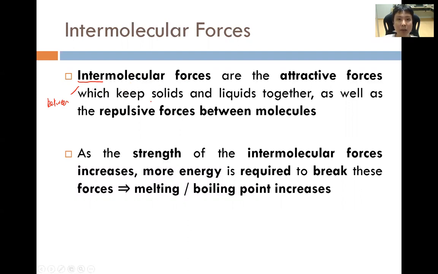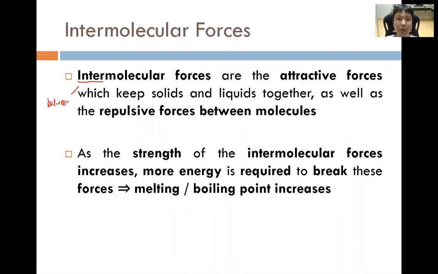And why are we interested in studying intermolecular forces of attraction usually? It is because as the strength of the intermolecular forces increases, more energy will be required to break these forces and to separate the molecules, so that we can turn the molecule from a solid state into a liquid state, and also to turn the compound from a liquid state to a gaseous state. And if the strength of the intermolecular forces is stronger, then more energy will be required to break the stronger attraction between the molecules, and this will result in a higher melting or boiling point.